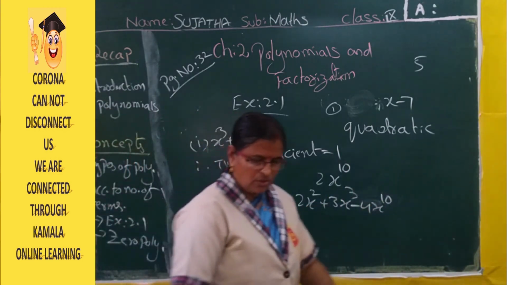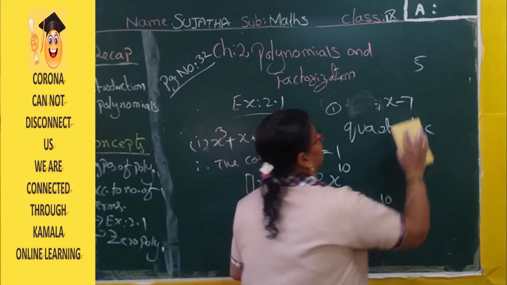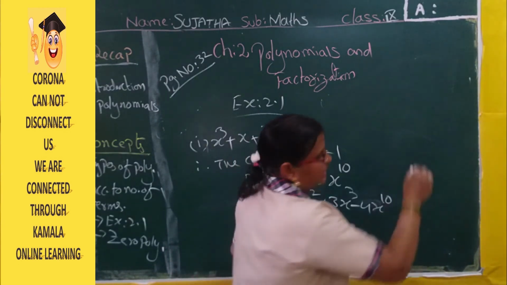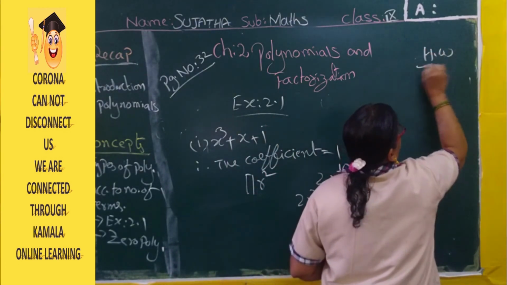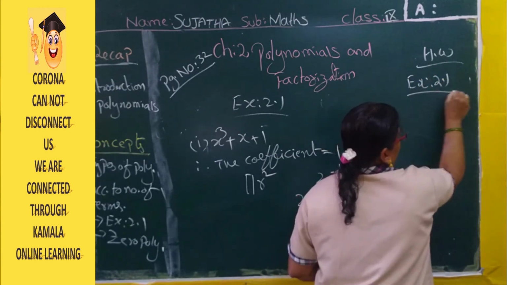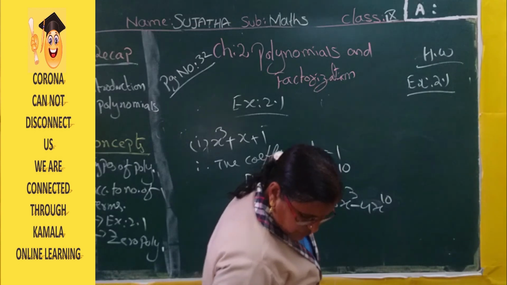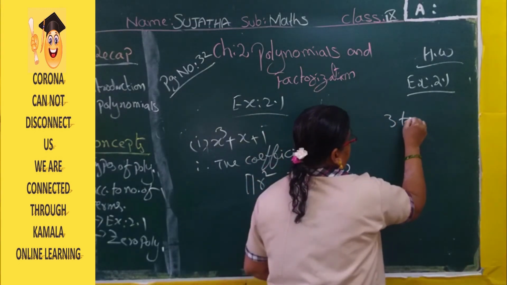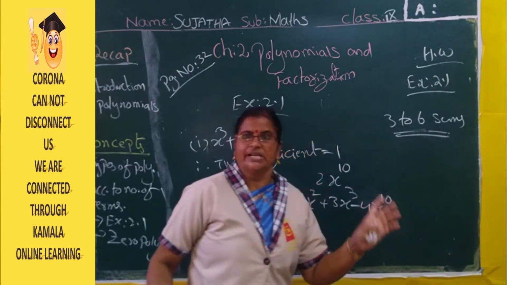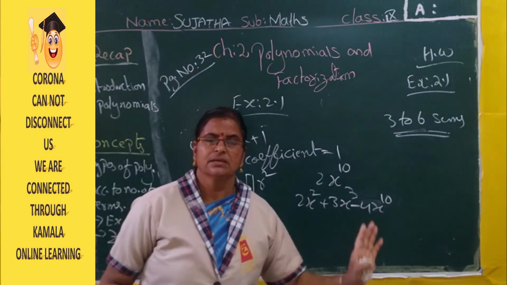Now, the homework I gave, all that I explained. Please note that down and write down all the homework. Exercise 2.1. The homework I gave: first, second I solved, and 3 to 6 sums. This also I explained, how to do the answers. All the answers I said. So please write down the notes.